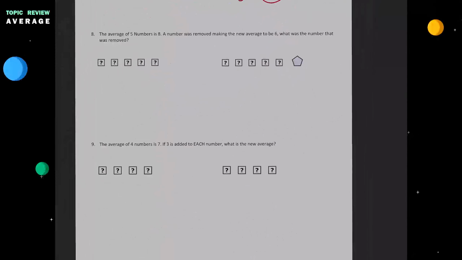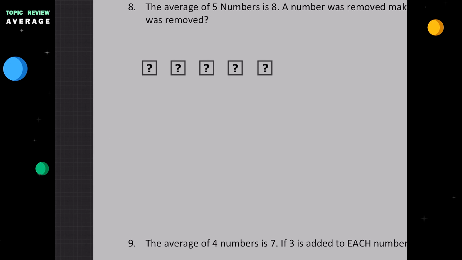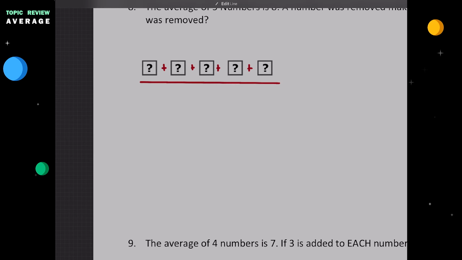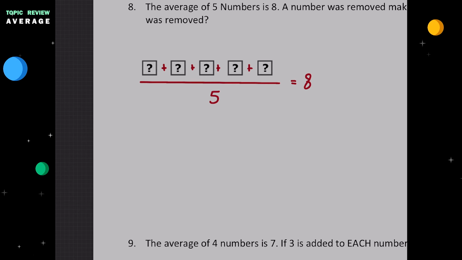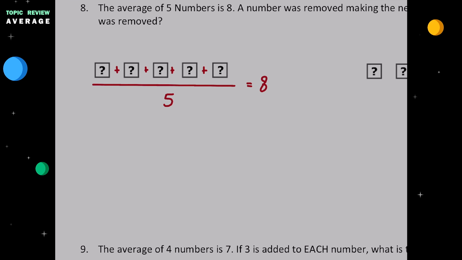Alright, next one. It says the average of 5 numbers is 8. So here are your 5 numbers. Let's add them up to find the average and divide by 5. And the answer is 8. A number was removed, making the new average 6. So a number was removed.